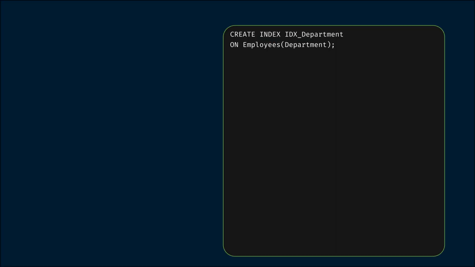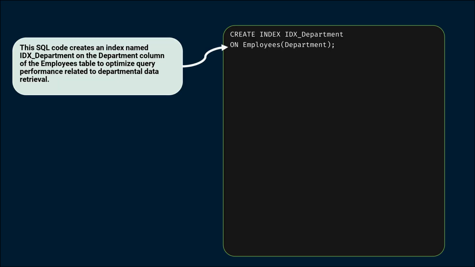Now, let's see how we can implement an index on the department column of our employees table, which is essential for improving the performance of queries that filter by this field. The syntax is pretty straightforward. It starts with the create index statement, followed by the name we want to give our index. In this case, let's name it IDX Department.